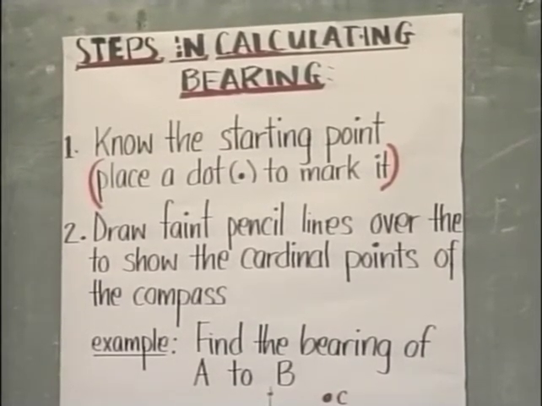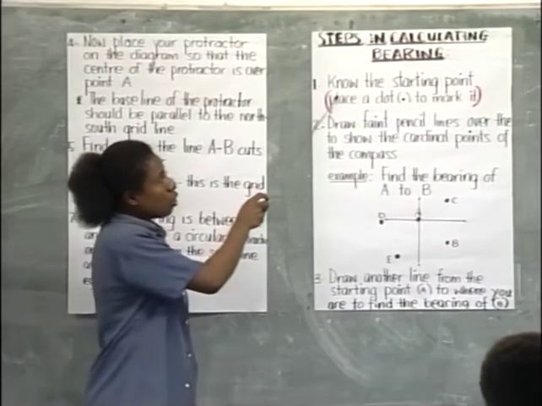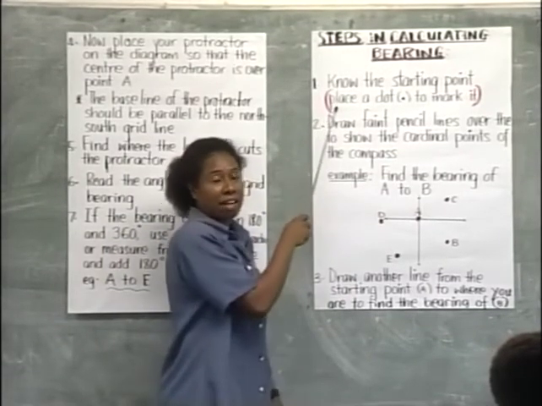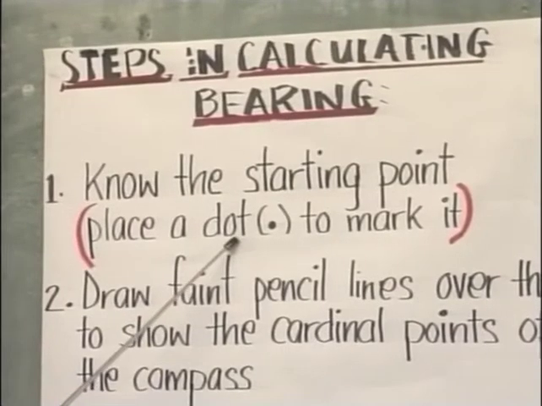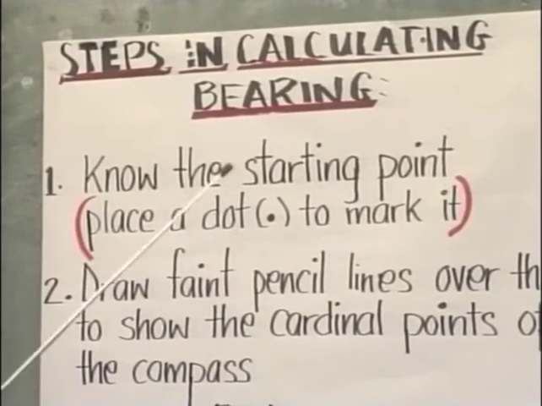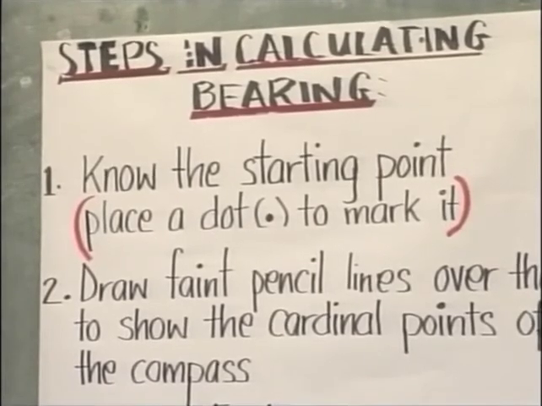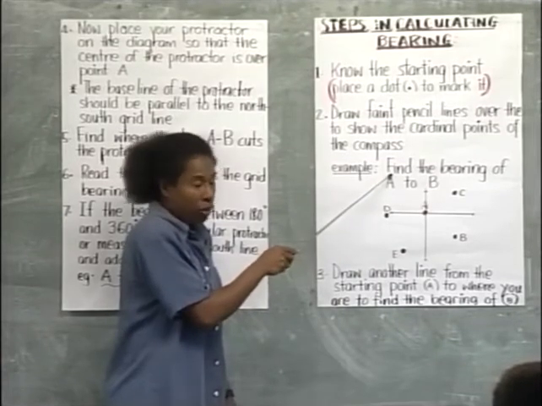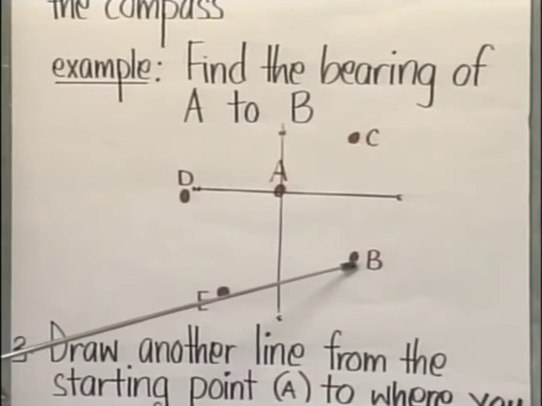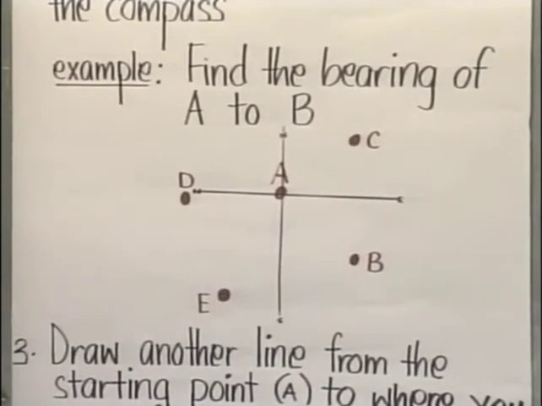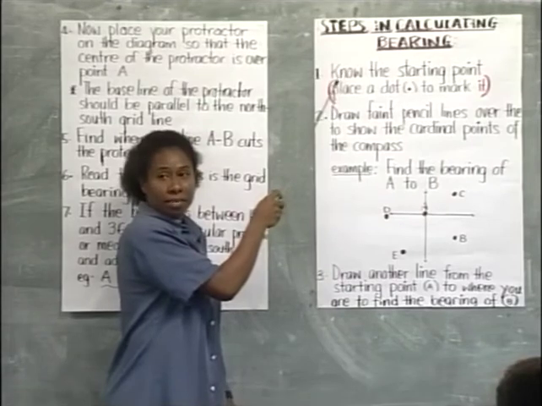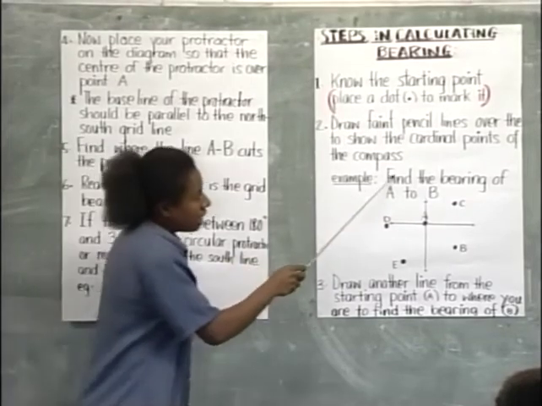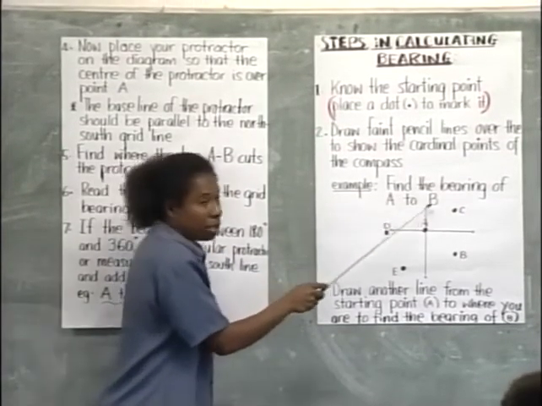Step number 1 in calculation of bearings. We must know the starting point, and when we know the starting point, it might be easier for us to at least put a dot to indicate our starting point. So if we are, for example, to find the bearing of A to B, our starting point is A, and we are going to find the bearing of A to B. So it is important, step number 1, know the starting point.